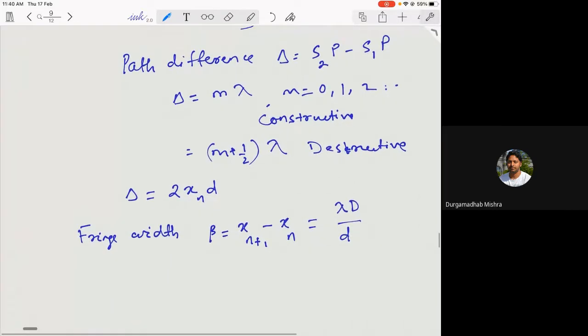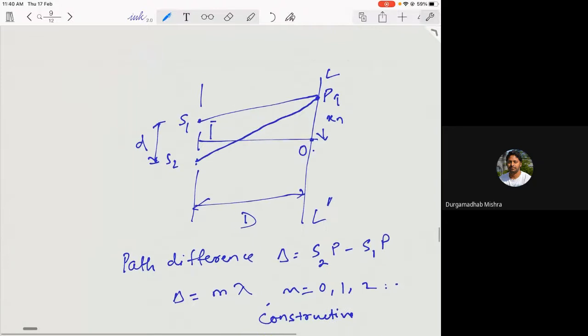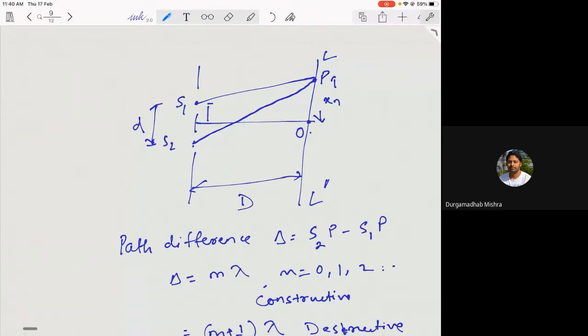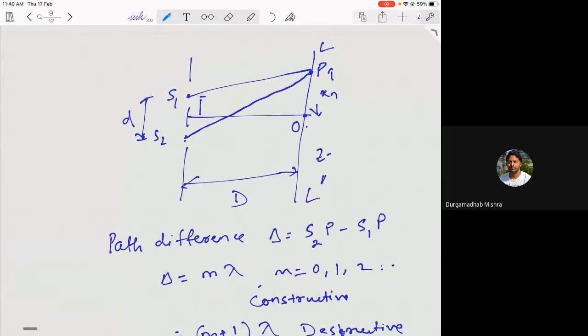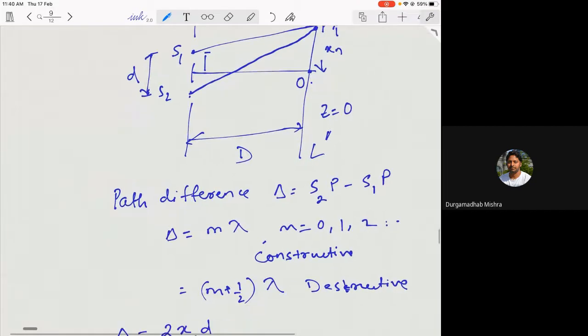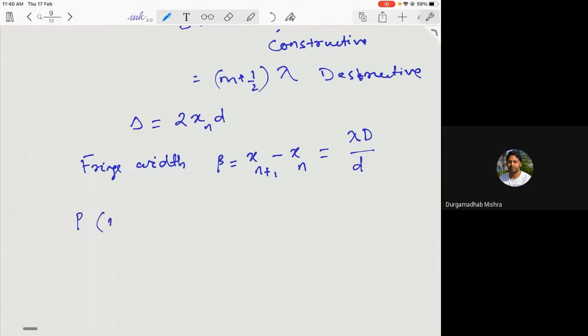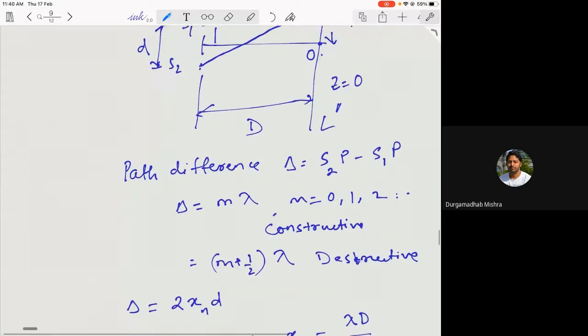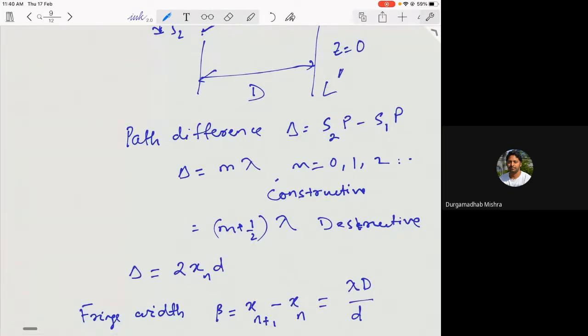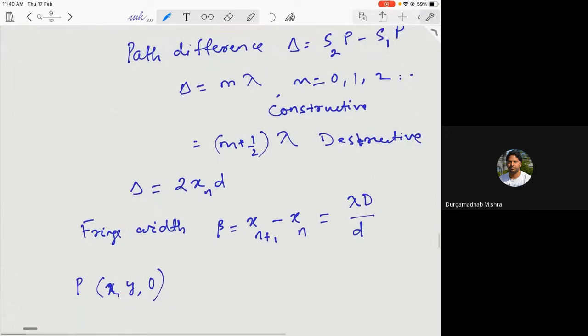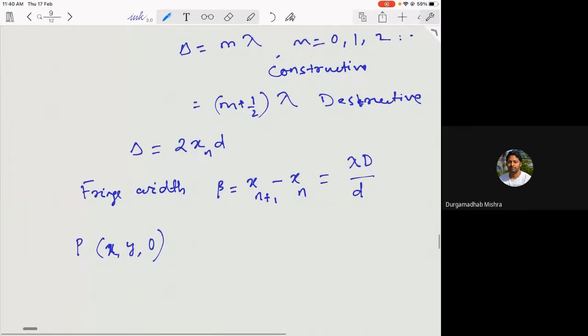Say this L and L prime represent my xy plane, the z equal to 0 plane. Then what is the coordinate of point P? That is x, y, and 0. This screen is really a two-dimensional screen, but we are just representing it as a cross section, which is why I have drawn a straight line. Any point on this screen will have coordinates x, y, 0.